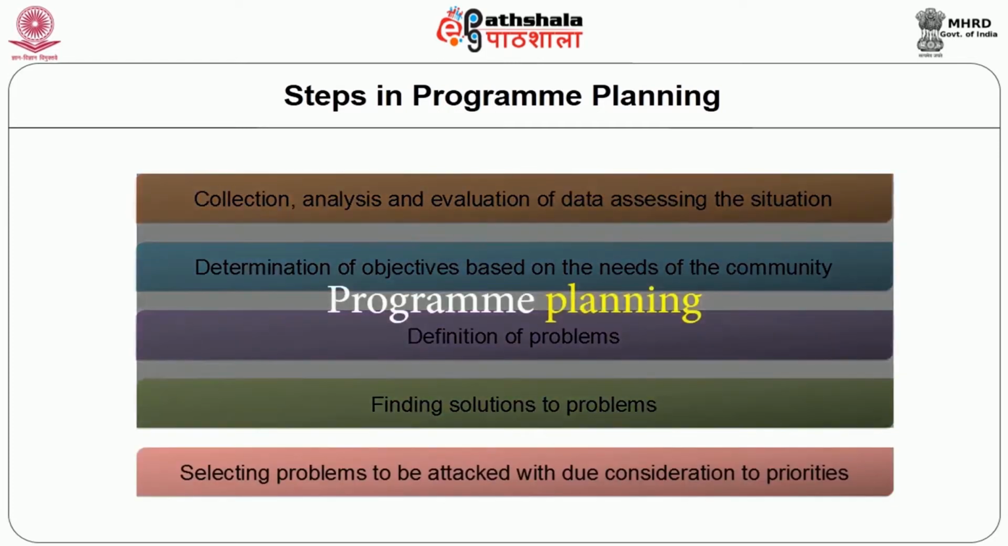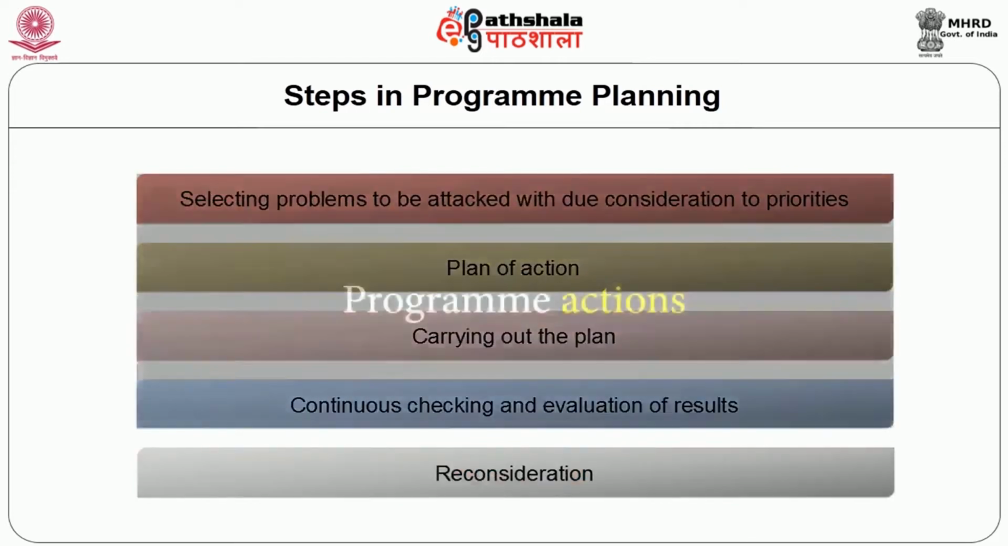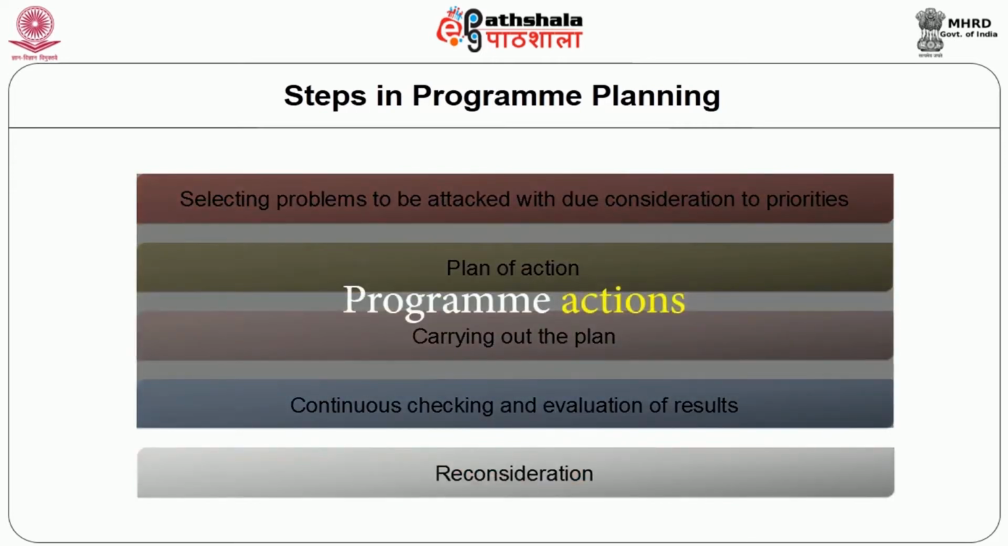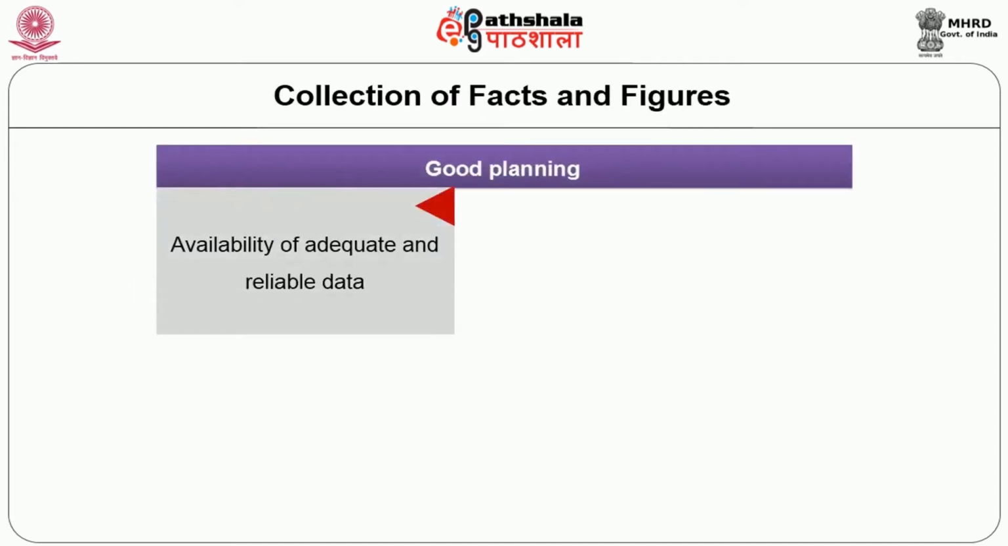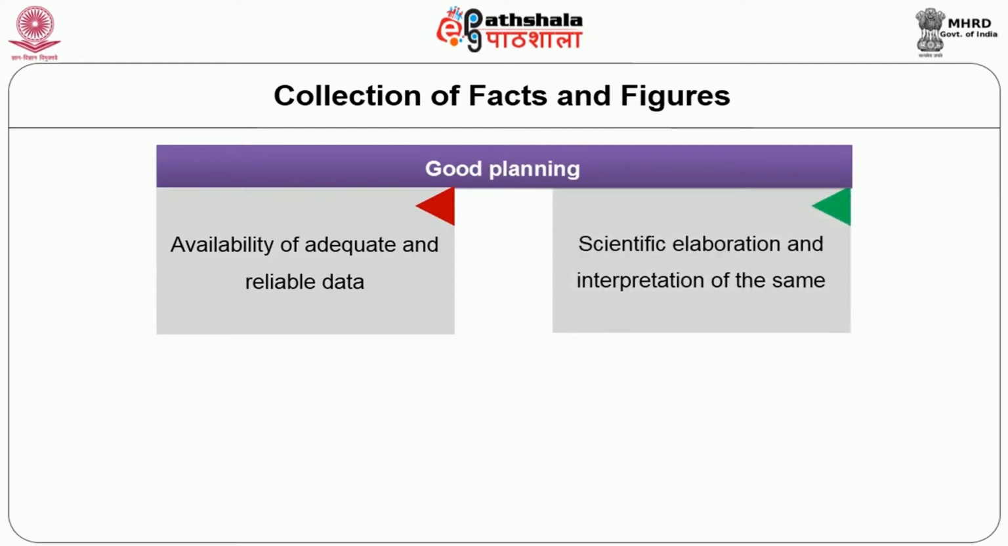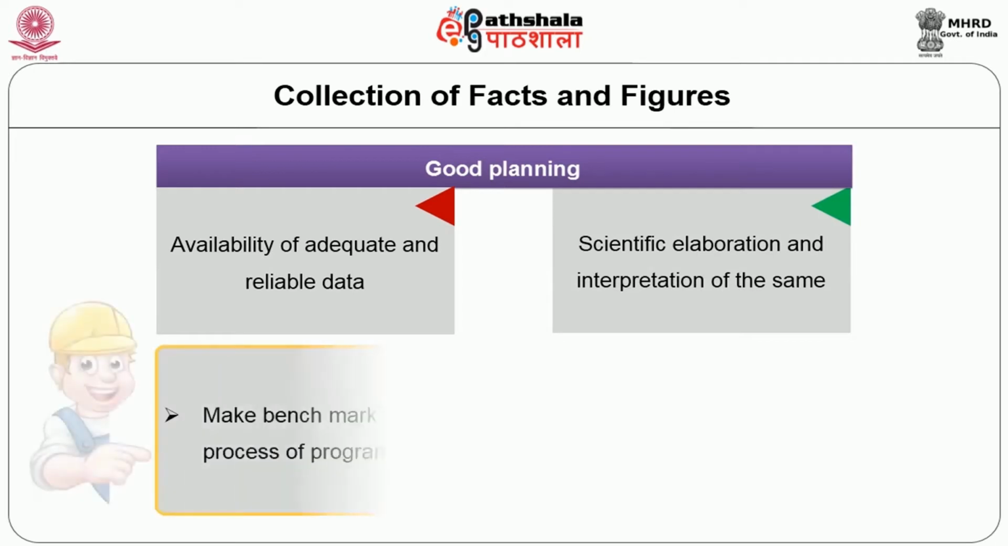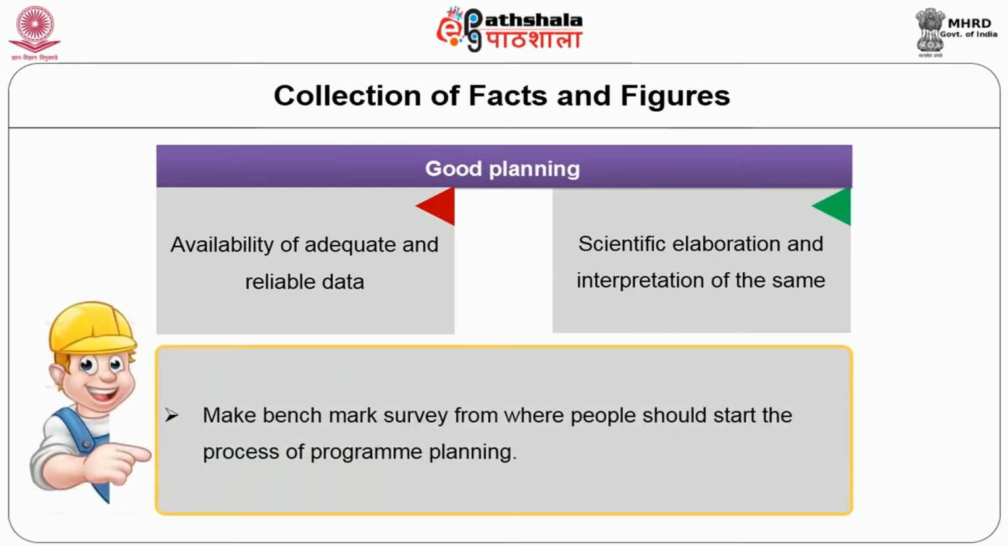So let me explain all these in a detailed manner. Okay, the first 4 steps are included under program planning. The remaining 4 steps are grouped under program action. Good planning depends on availability of adequate and reliable data and the scientific elaboration and interpretation of the same. The extension workers should make a benchmark survey from where people should start the process of program planning.